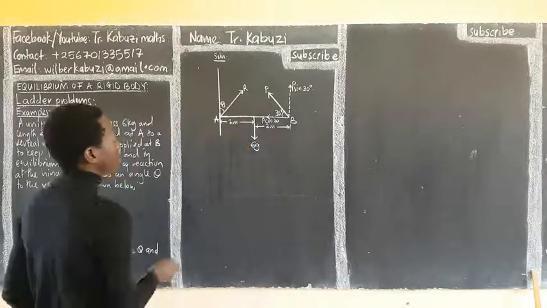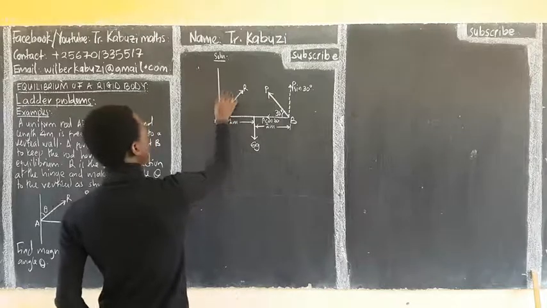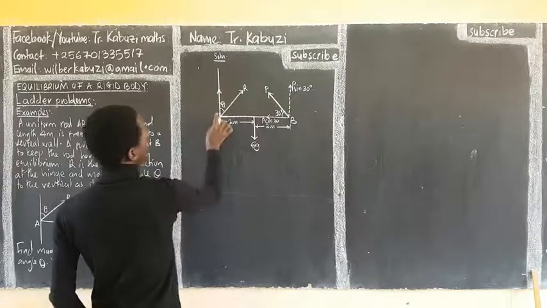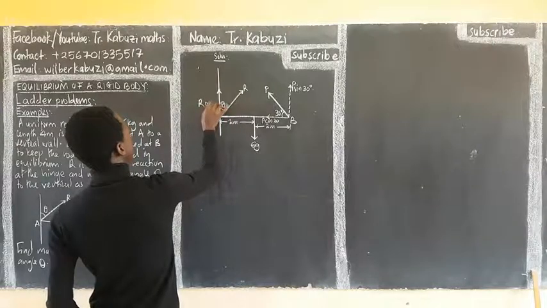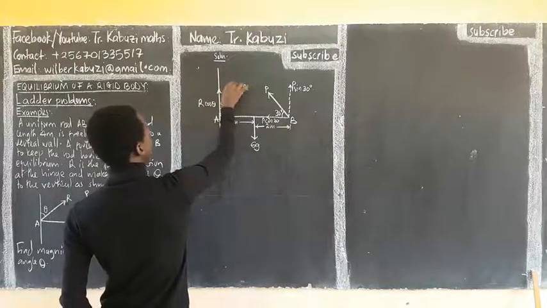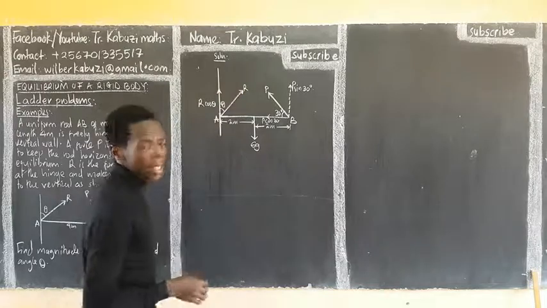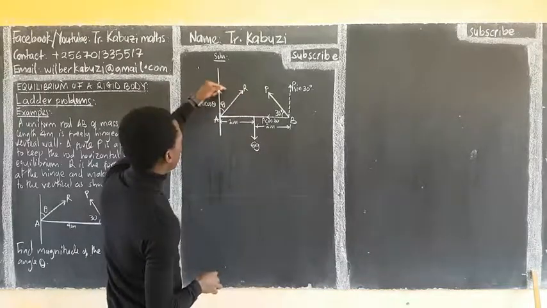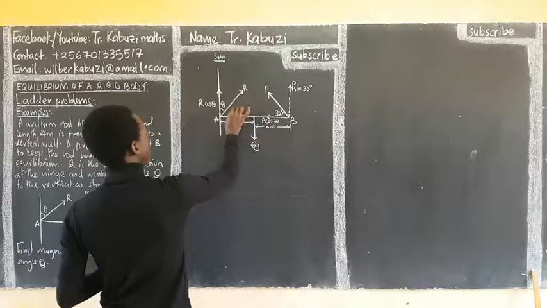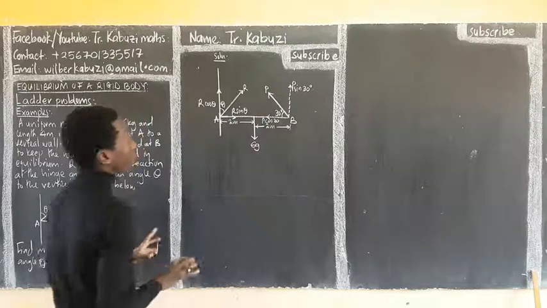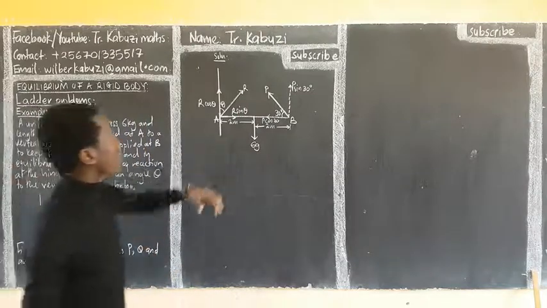Now you see the angles here. This one is the adjacent, so it's going to be R cos theta. And this one here is going to be the opposite, so it's going to be R sine theta. So we have finished resolving all those forces.